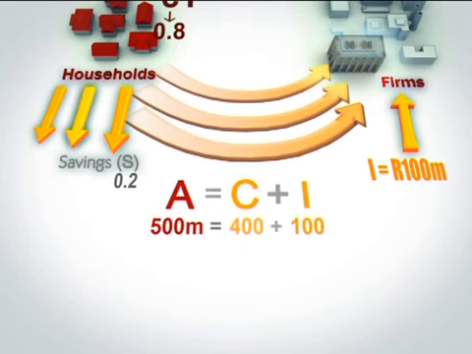The increase in total spending is equal to the initial investment spend, 100 million rand, plus the change in induced consumption spending, which in the end amounted to 400 million rand. The level of production and income increased by the same amount as the change in total spending, 500 million rand.